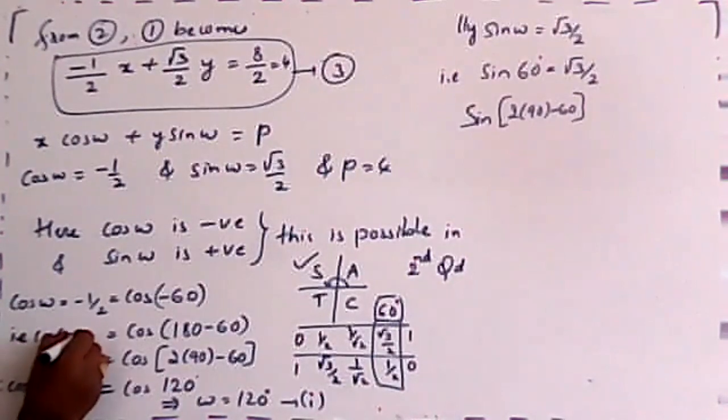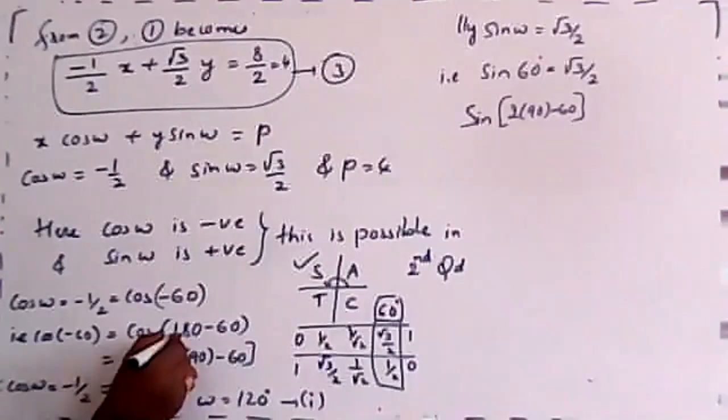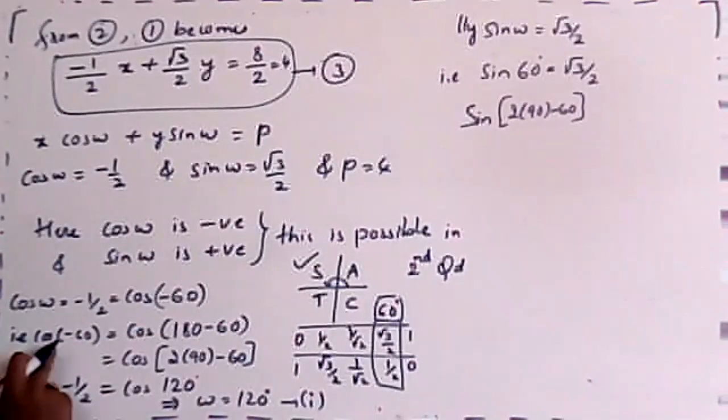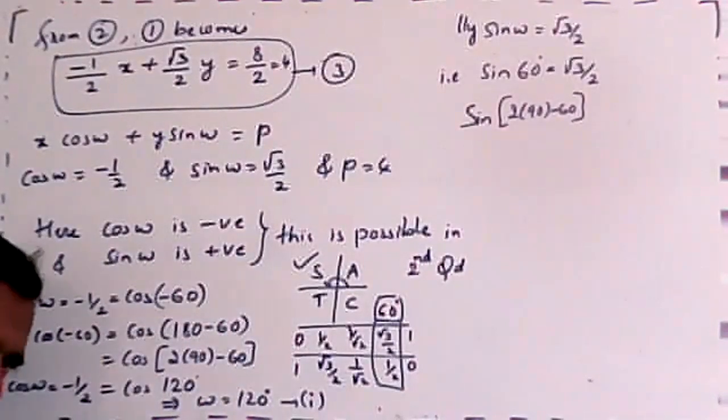Cos of theta will be written as cos 180 minus theta. Clear?